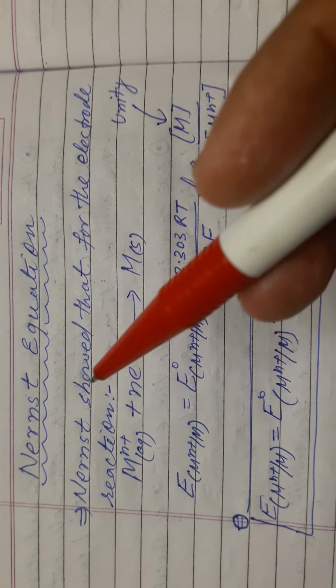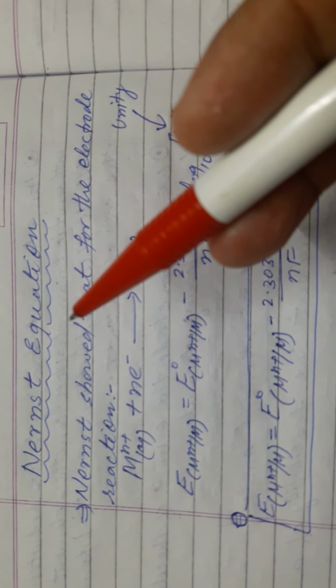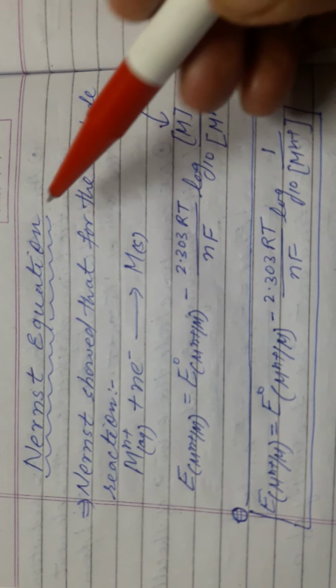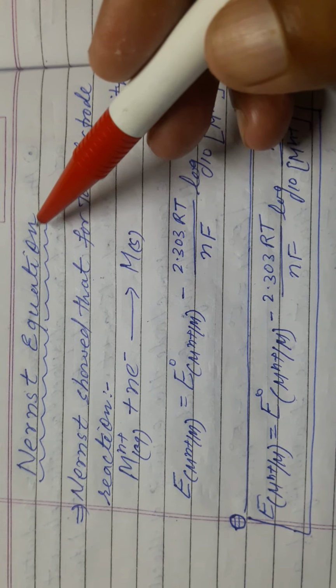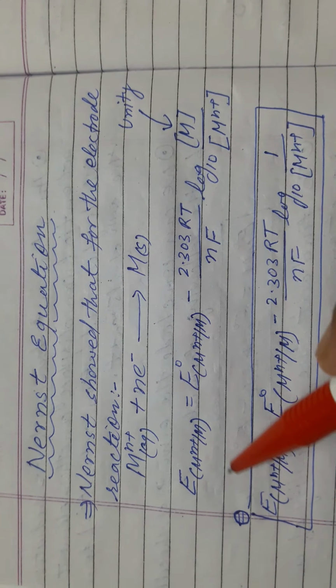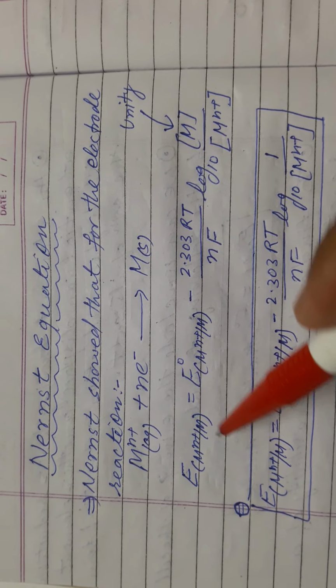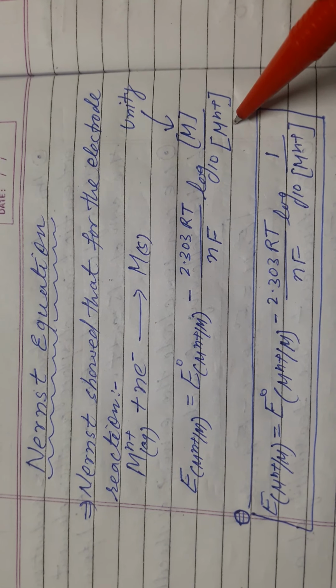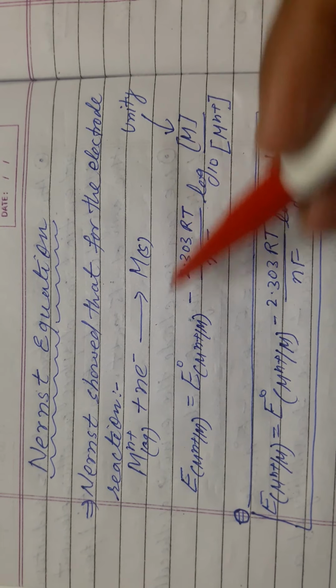Hello students, today I am going to discuss chapter 3, electrochemistry, topic Nernst equation. First of all, what is Nernst equation? The quantitative relationship between the electrode potential and concentration of electrode is known as Nernst equation.